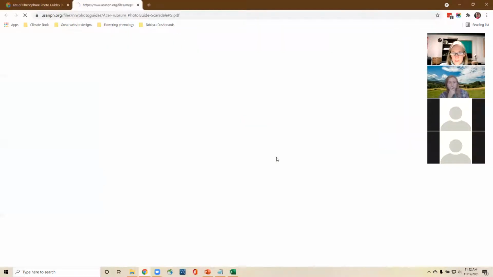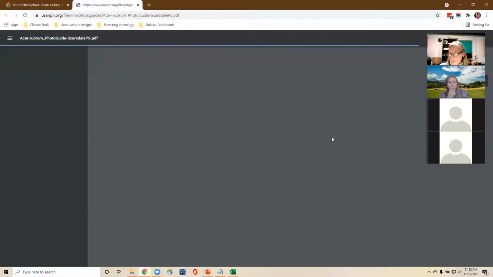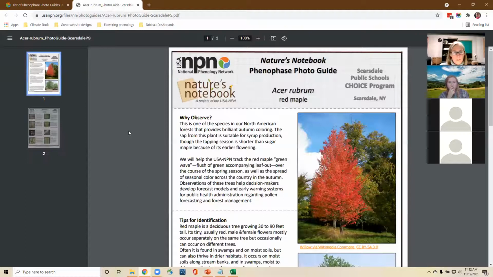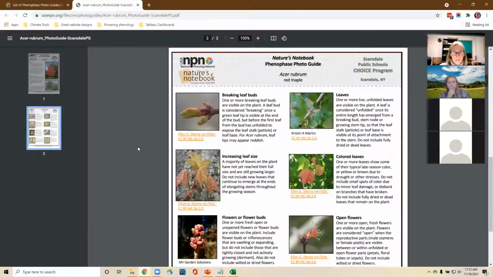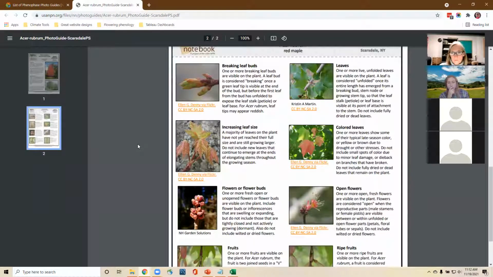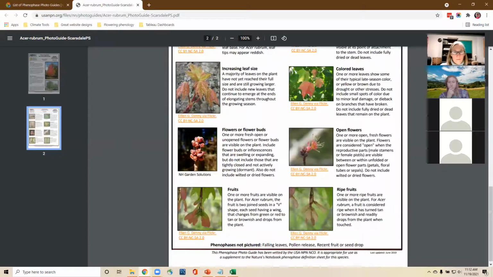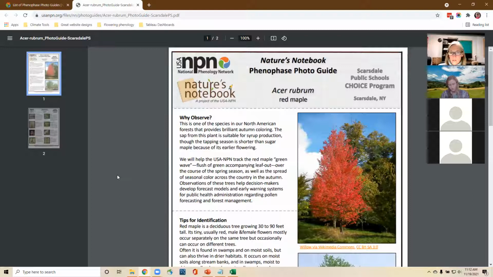These are PDFs where each of the Phenophase questions on the second page gets a picture. We've vetted these, we've made sure that they're zoomed in and really clear and they show the correct Phenophase. So this is another good additional resource to share with people. And then the first page has just some general information.